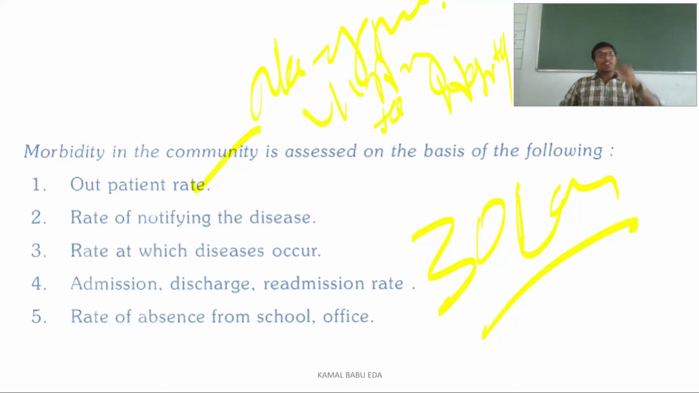Whenever the morbidity rate is increasing, you understand that, as a health indicator, it means the community is not in a healthy state. So you need to implement some procedures and some health services, correct or not? So this is the morbidity rate.